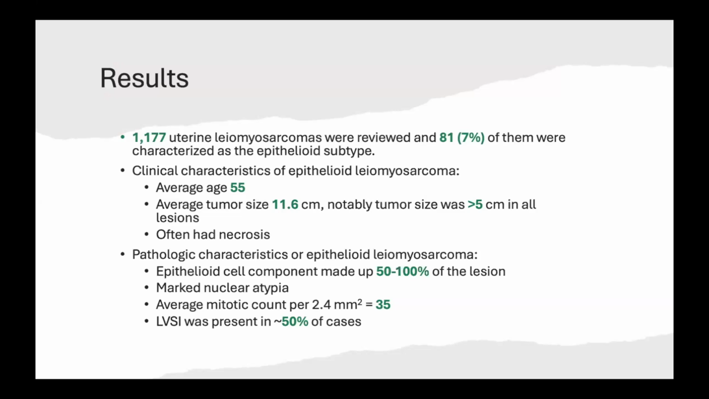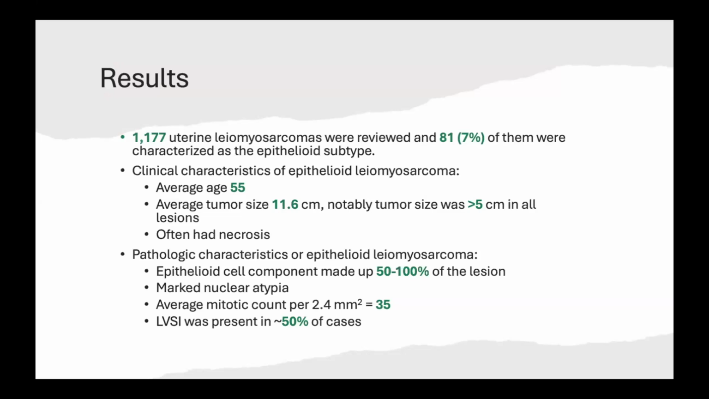Other pathological characteristics were that the epithelioid cell component had to make up at least 50% of the lesion, and they made a strong point to say that. They had to have at least atypia, if not marked nuclear atypia. The average mitotic count was 35 in the 2.4 millimeter squared field. That was quite a lot, a very brisk mitotic count. And LVSI was present in about 50% of the cases.